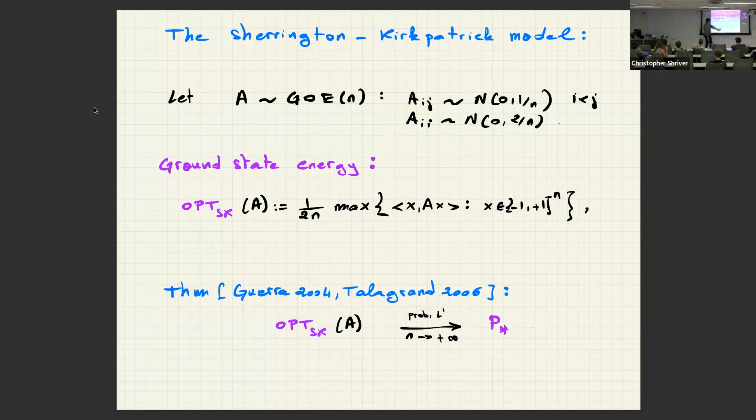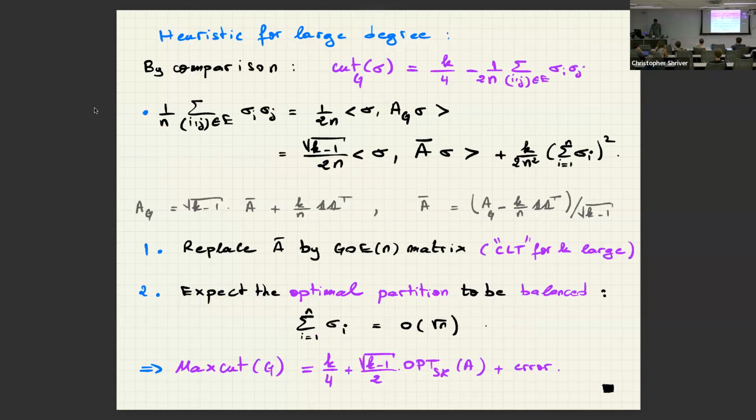And then there is a famous theorem. The value of this has been predicted by Parisi since the 70s, and there has been a lot of work in physics to understand the fine structure of the set of solutions. Talagrand and Guerra proved that this optimum converges, in whatever sense you'd like, to this constant P star. There is a bigger optimization problem behind that, which I'm going to explain better later.